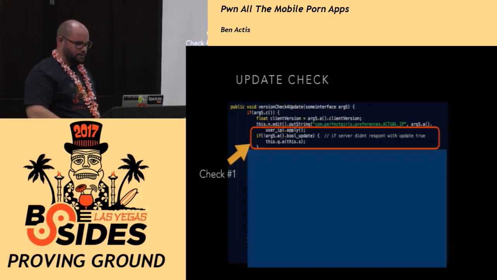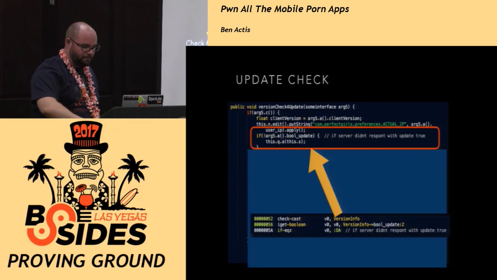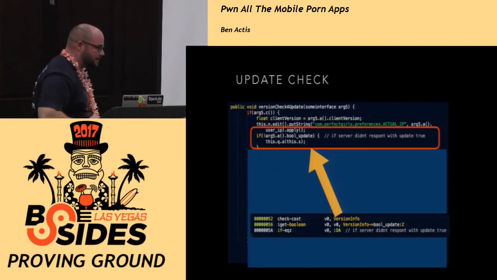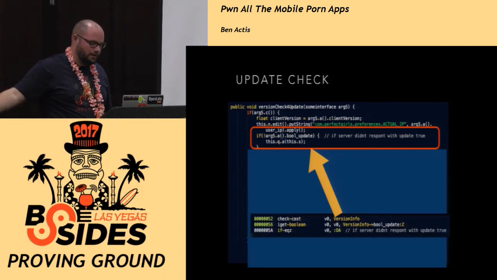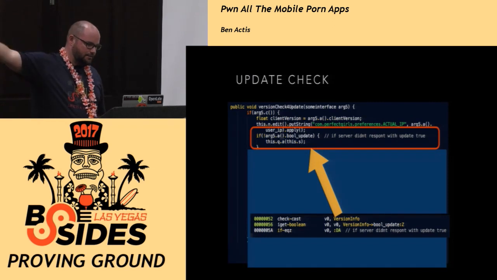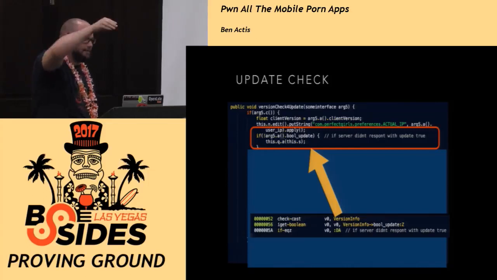So here's how this works. The first check is that Boolean, right? Is an update available, true or false? I'm going to go through a little bit of Android assembly here, just because we're going to debug in a couple slides. So this if statement becomes 3 lines right there. It's basically get a Boolean, and then if that is equal to 0, go down one path. If not, go down the other path.